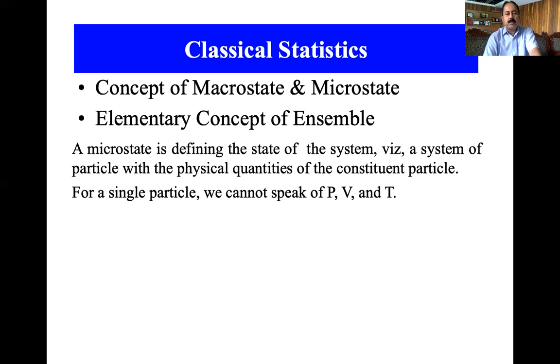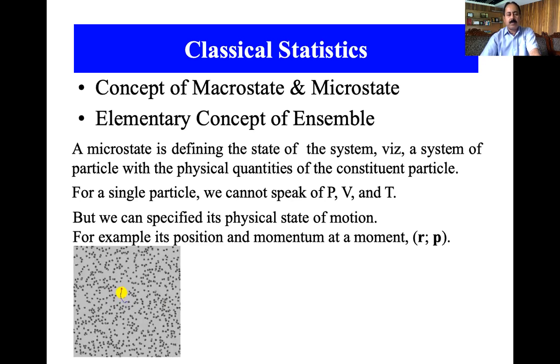A microstate defines the state of a system, say a system of particles, with the physical quantities of the constituent particles. For a single particle, we cannot speak of pressure P, volume V, and temperature T to identify or specify that single particle. Then what to do in that case?